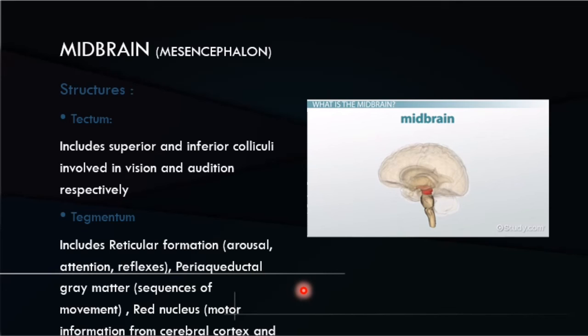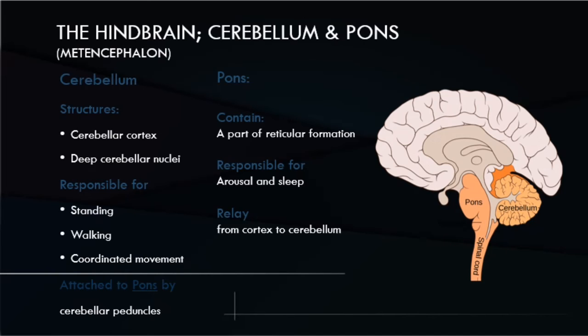The periaqueductal gray matter is responsible for sequences of movement, like movements that are sequential. You need to know, do first this and then that, right, where the sequence is important. And the red nucleus takes motor information from the cerebral cortex and cerebellum and takes it to the spinal cord and then to the organs. And the substantia nigra projects to the basal ganglia.